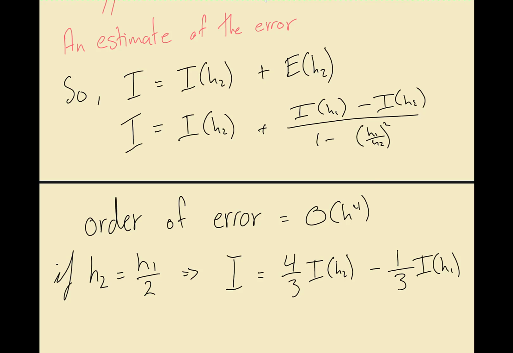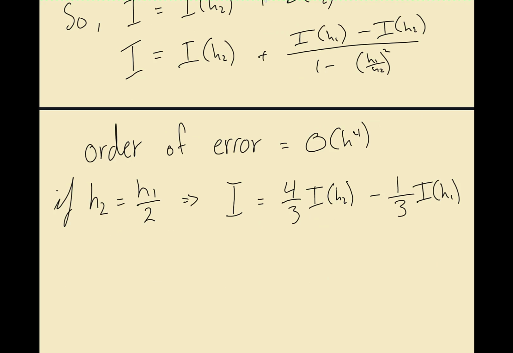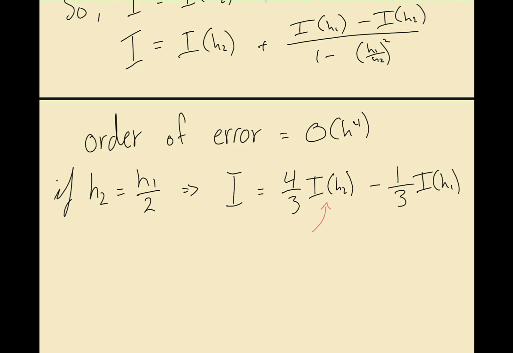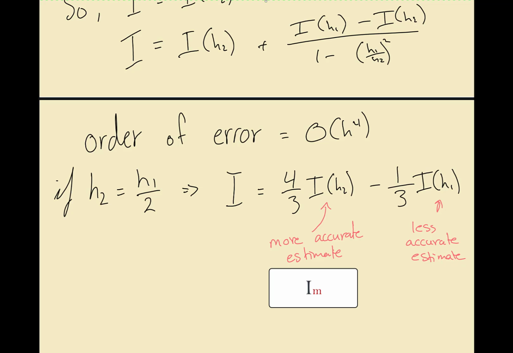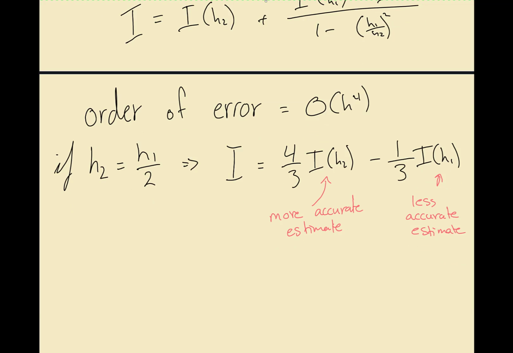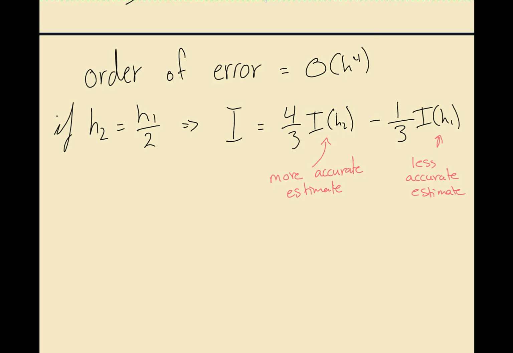What do you think? Which one has the smaller step size? So then that one would be more accurate. So this here typically will be the more accurate estimate, and this would be less accurate. The notation will change later on in this lecture: instead of writing IH2, we're going to write IM for more accurate, and IL for less accurate. I'll also define it again later, but I'm just letting you know that's what's coming.